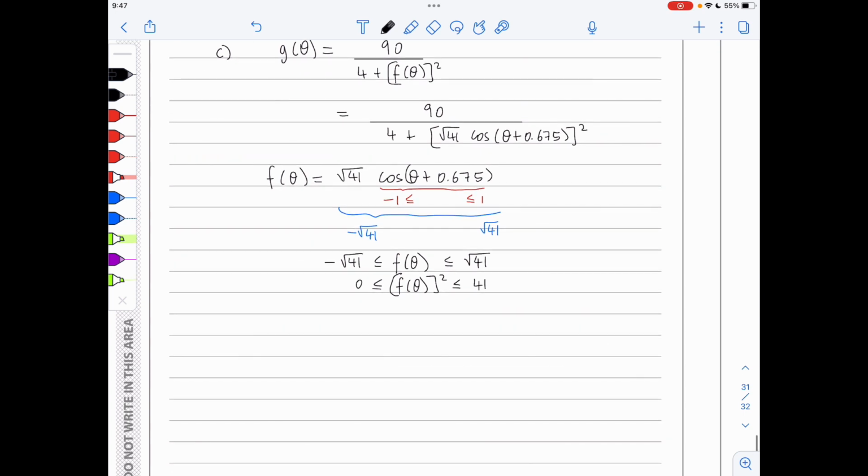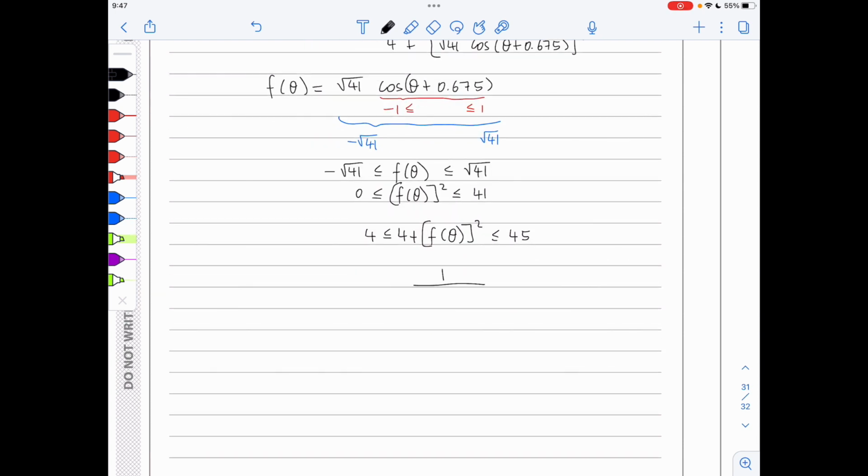Now, if I add 4, I get that 4 plus f of theta squared will be between 4 and 45. So if I reciprocate this, if I do 1 over 4 plus f of theta squared, you will see that we've got an interchange. When I reciprocate the 45, it will come on this side, and the 4 will come on the other side. So it's going to become 1/45 and 1/4.